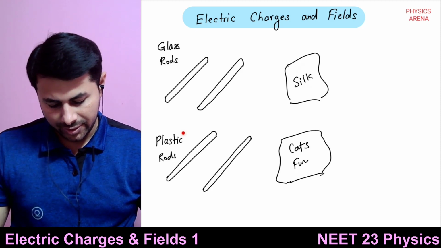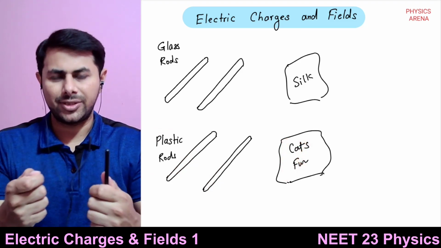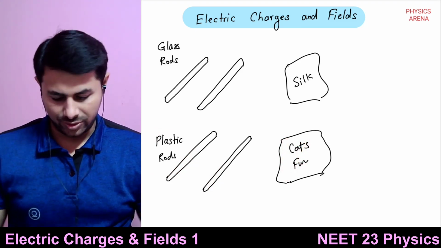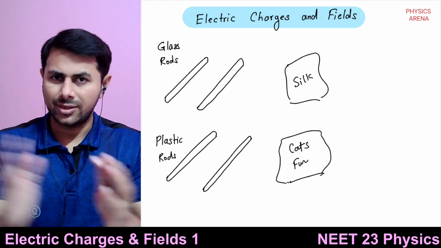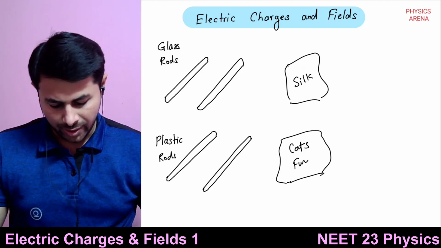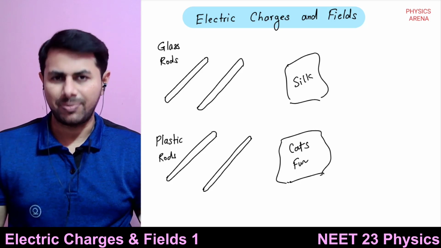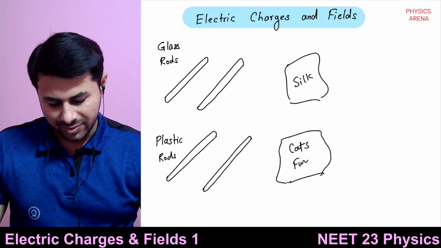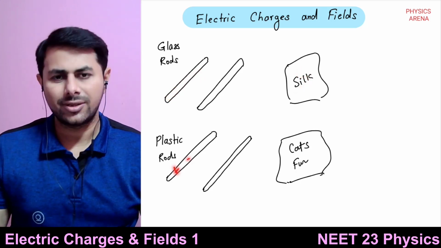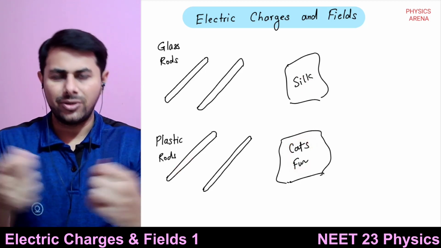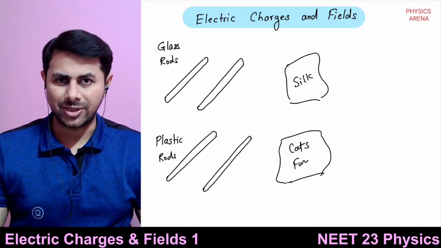Then you have two plastic rods. You rub them with cat's fur and bring them close to each other, and again they will repel each other. So two glass rods rubbed with silk repel each other, and two plastic rods rubbed with cat's fur also repel each other, right? Then, if you bring one of these glass rods, rubbed with silk, and one of the plastic rods, rubbed with cat's fur, close to each other, what will happen? They will attract each other. So this is one experimental observation.